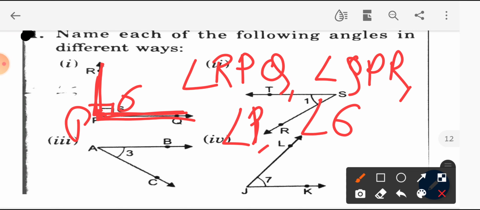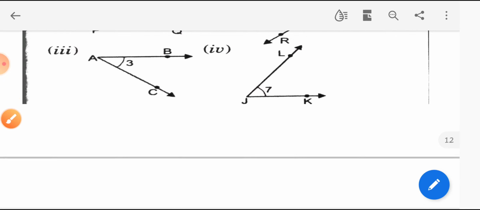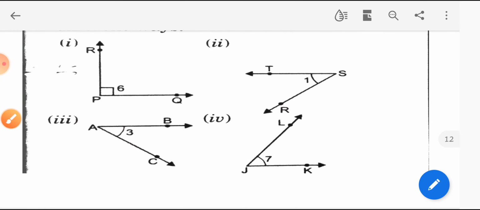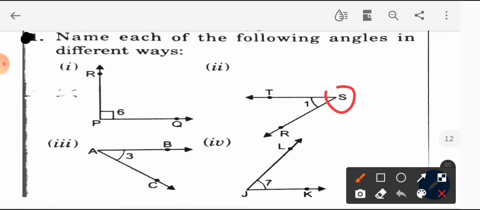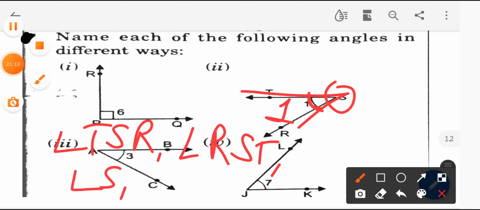So how many ways? Total 4 ways we can write. What did we see? Where should the main vertex point come? In the center. So RPQ and QPR, then angle P, and in place of angle P it is given angle 6. Total 4 ways. See the next one also. Here also, how can you write it? Here the vertex is S, so we can write angle TSR, or angle RST, or angle S. In place of S, what is given there? 1. So write there angle 1.